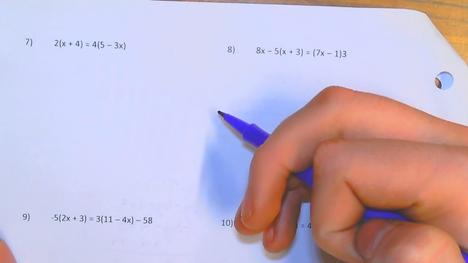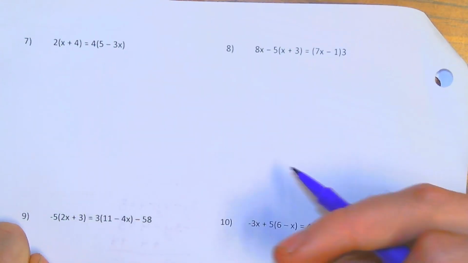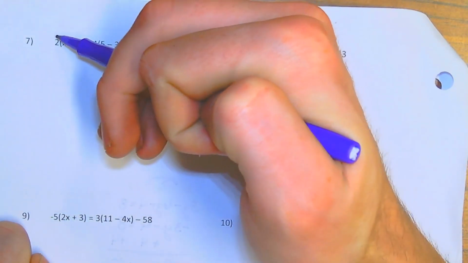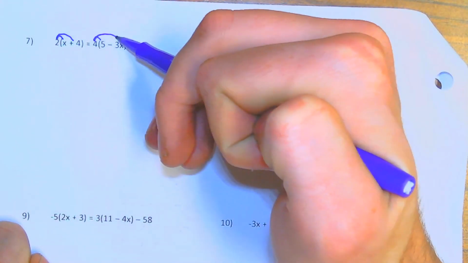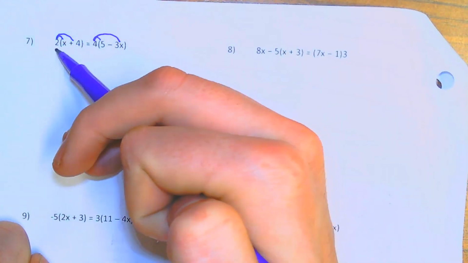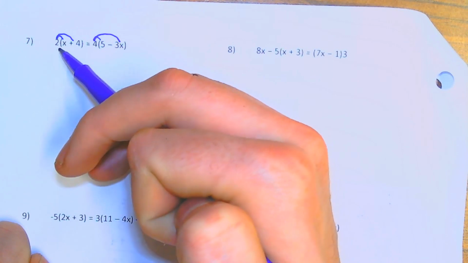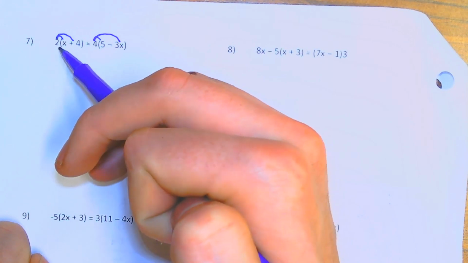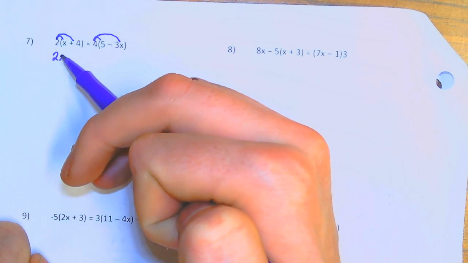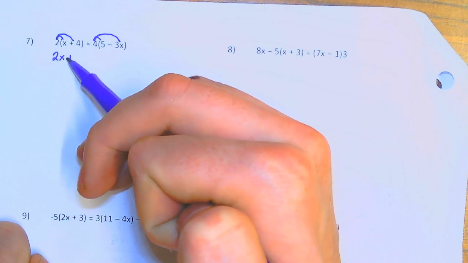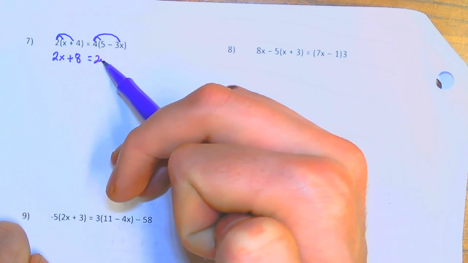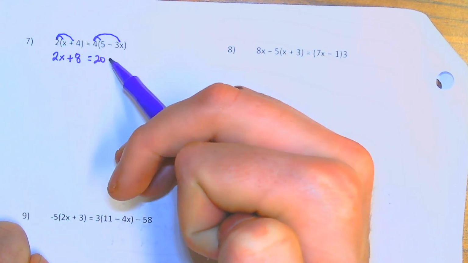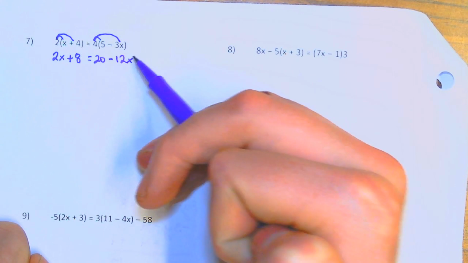So, we're going to start right here on 2. It might go a little bit quicker, so slow down and pause if you need to. Our very first step, remember, is to distribute your numbers through. The 2 is multiplication here, there's no sign in between. So 2 times x is 2x, 2 times 4 is 8, 4 times 5 is 20, and 4 times a negative 3 is negative 12x.